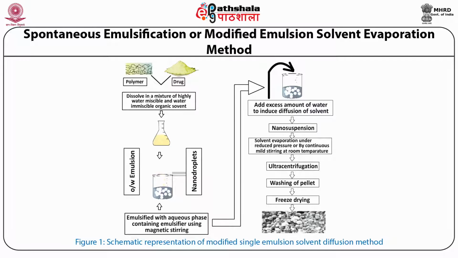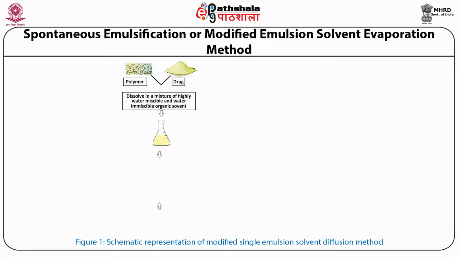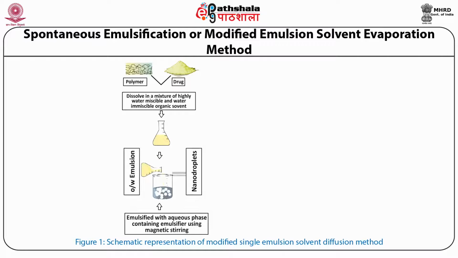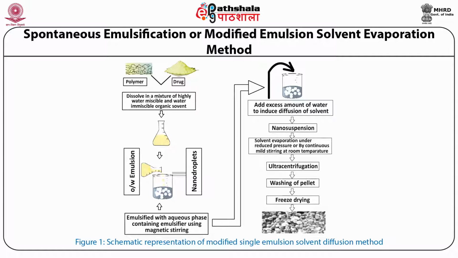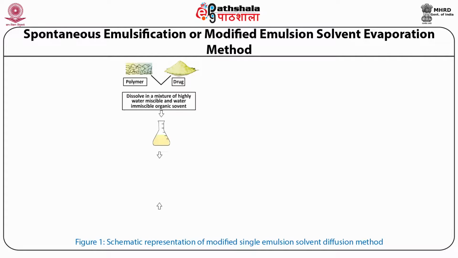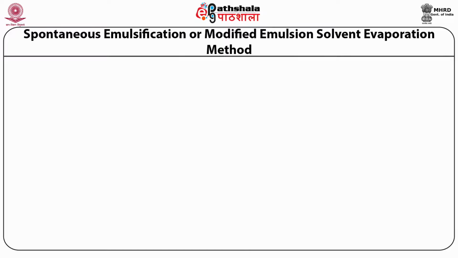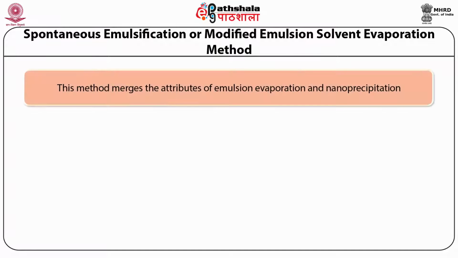Then separation of the nanoparticles we usually do by ultracentrifugation. After ultracentrifugation, nanoparticles in the form of pellet are separated, then washed with a suitable solvent and then freeze dried. Now students, let us see the various steps in the spontaneous emulsification or modified emulsion solvent evaporation method. This method merges the attributes of emulsion evaporation and nanoprecipitation.